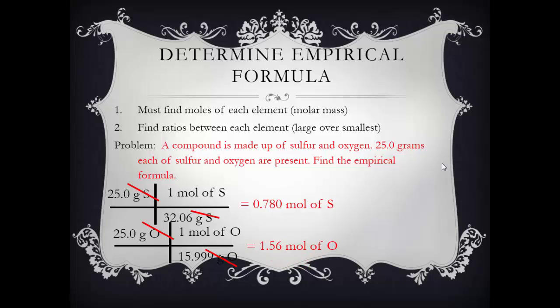So that's step 1. Step 2 is to find the ratio, large over small. So you're going to do oxygen over sulfur. 1.56 divided by 0.78, and you get a 2-to-1 ratio. So what's that mean? That means for every 1 sulfur, there's 2 oxygens. So the formula would be SO2.